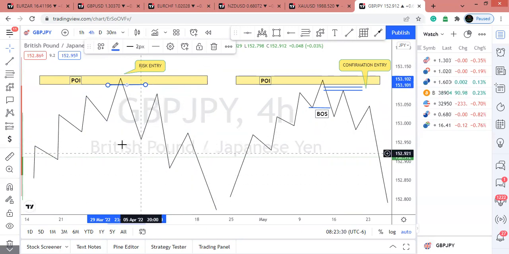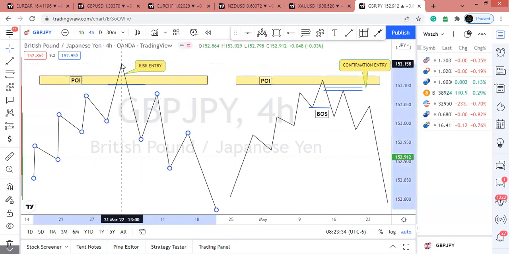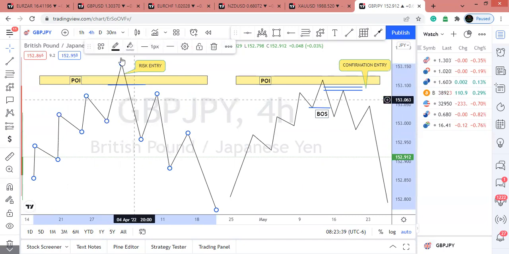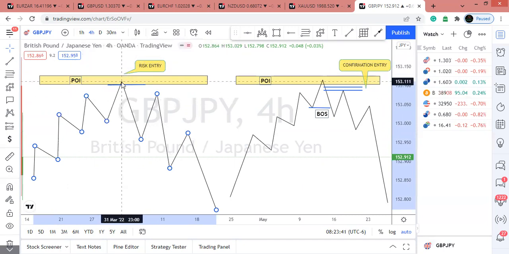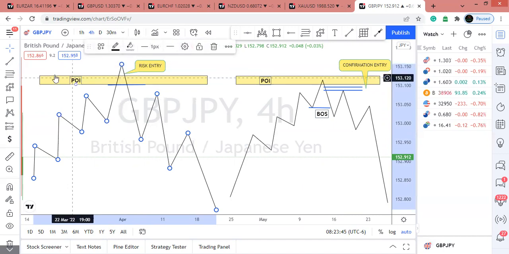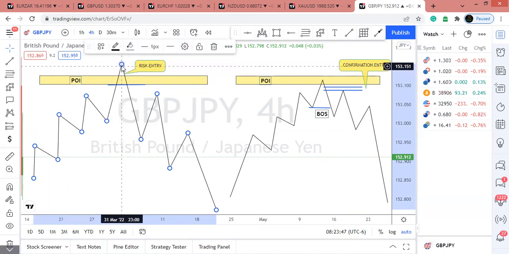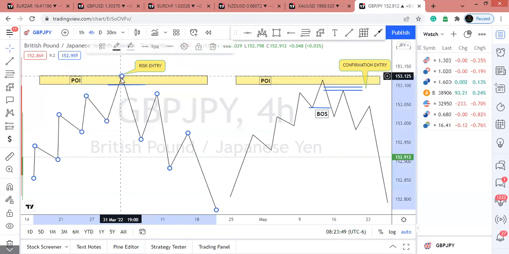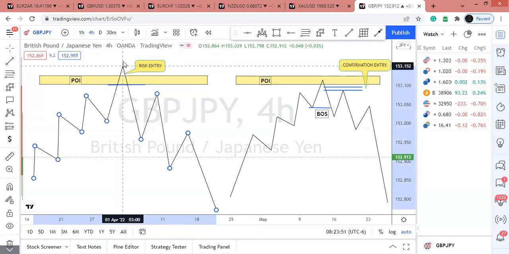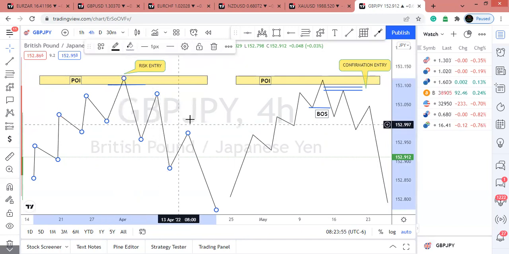That's a risk entry because, lo and behold, price can actually shoot up or spike up before coming down. For instance, if price happens to spike up from here, probably your stop loss is going to be right above the POI. That means price is going to kick you out before coming to your direction.